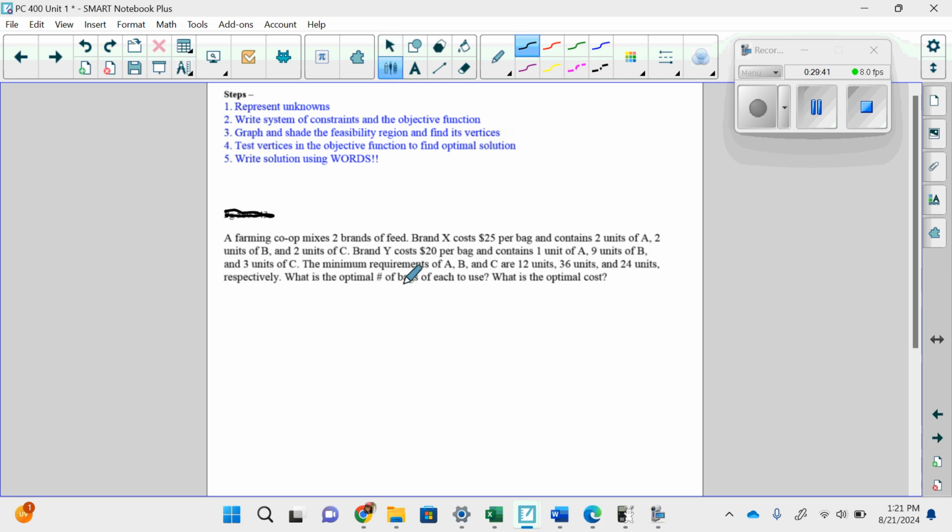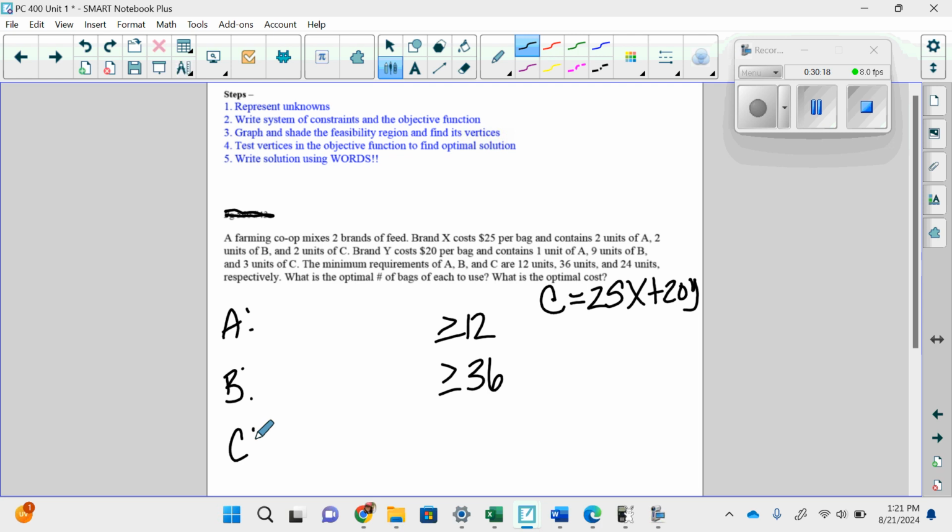So our objective function is C, our cost, is $25 per bag of brand X and $20 per bag of brand Y. And I know that I need at least 12 units of A, I need at least 36 units of B, and I need at least 24 units of C. So, how can I get units of A, units of B, units of C?